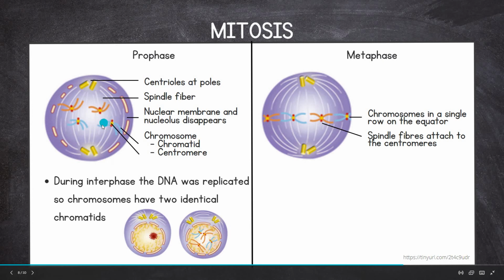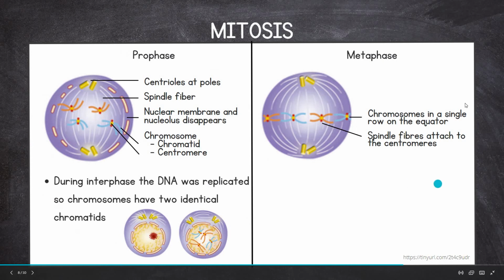So you can see this nuclear membrane and nucleus is not present. They disappeared. And the spindle fiber will form between the centrioles to form the spindle. And the centrioles are here because they duplicated in interphase, remember? And now they moved to the 2 opposite sides, to the 2 opposite poles of the cell. During interphase, the DNA was replicated, so chromosomes have 2 identical chromatids that we can see there. And that is it for prophase.